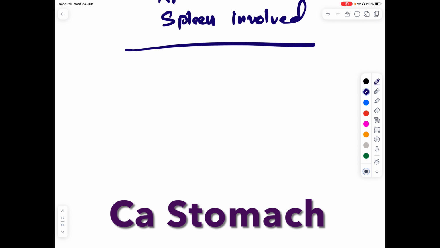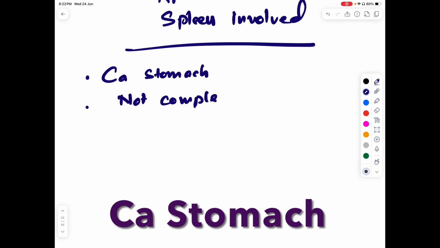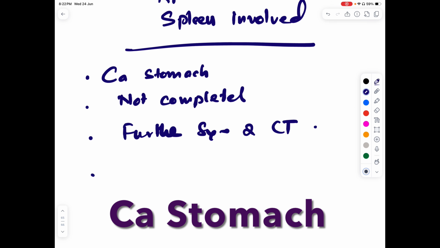Discuss it in layman's language with the patient. So you have got a cancer of the stomach, not completely removed, because the patient requires further surgery and chemotherapy. It may come back again. So instead of recurrence, use these words.